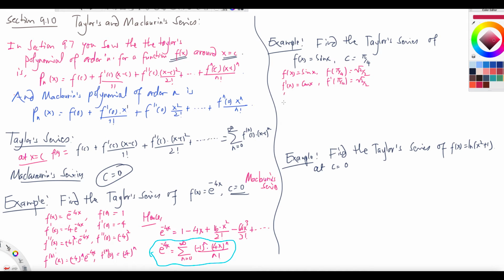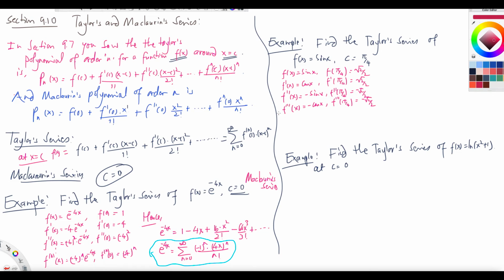You see that? How about the second derivative? Second derivative will be negative sine x, right? So f double prime at pi over 4 will be negative root 2 over 2. And similarly, what will be the f triple prime, the third derivative? Because you see what I'm getting: sine x and then positive cosine x and then negative sine x, and then triple prime will be negative cosine of x, right? And then the derivative at pi over 4 is again negative root 2 over 2.